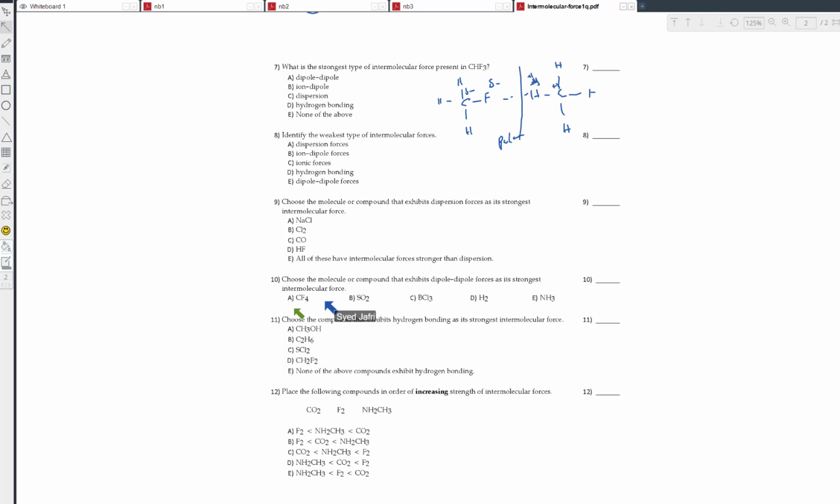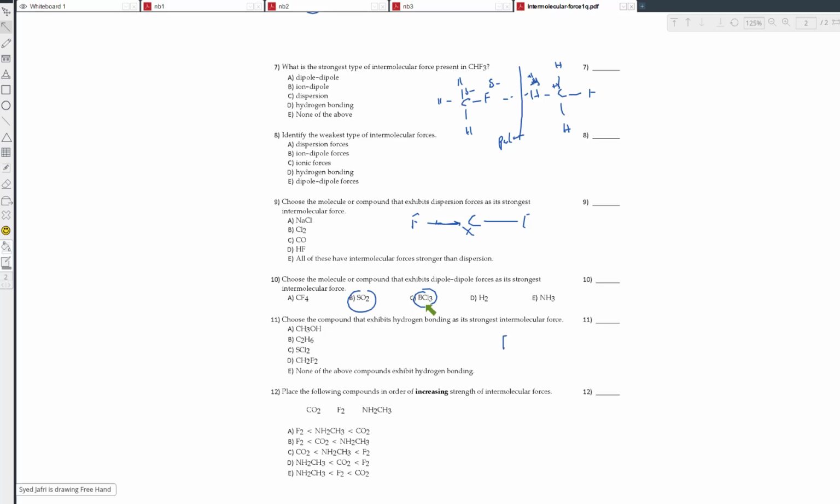What do I know about these? CF4. That looks like it would be a polar molecule. No, it's going to be non-polar, because the fluorines cancel each other. One fluorine is pulling here, another is pulling here, they cancel each other. This one here is polar. Now we have to decide between these, and because we already know this one is polar, we can pick this one.